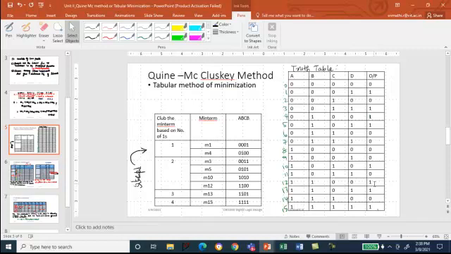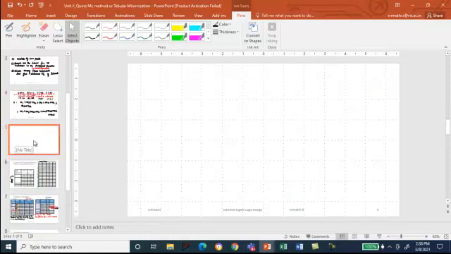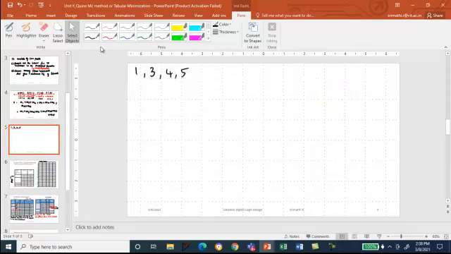So now first what we need to do is put a table in such a way that we list what all the minterms we have. We have 1, 3, 4, 5, 10, 12, 13 and 15.